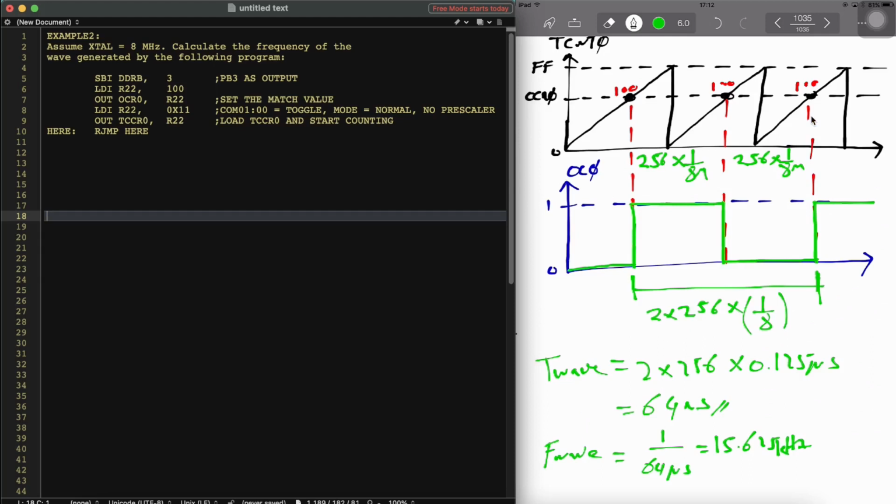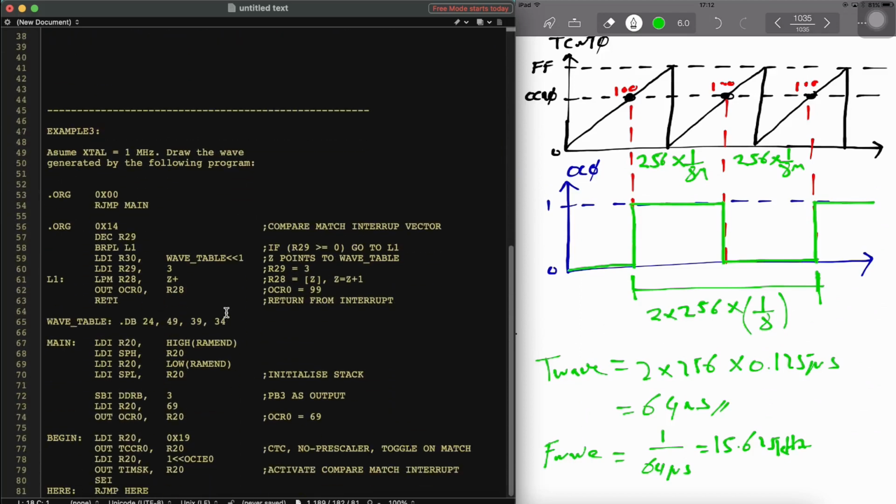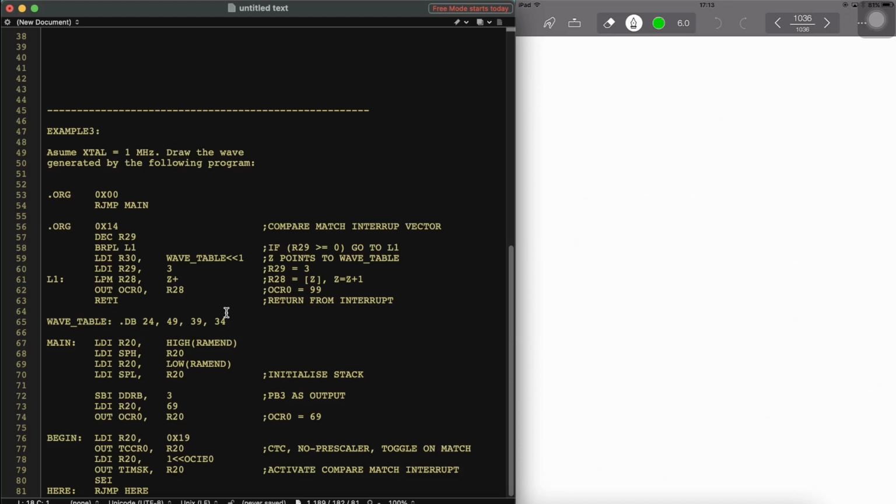We already mentioned the CTC mode, which is better than the normal mode for generating square waves because we can easily adjust the OCR0 register, and we can adjust the duty cycle of that wave. So let's see an example related to that as well. That's going to be our example 3. You can see that at this point, the frequency of the clock is 1 megahertz, and we need to draw the wave generated by the following program. It looks like quite a long one, and there's an interrupt used. So let's analyze the code first.